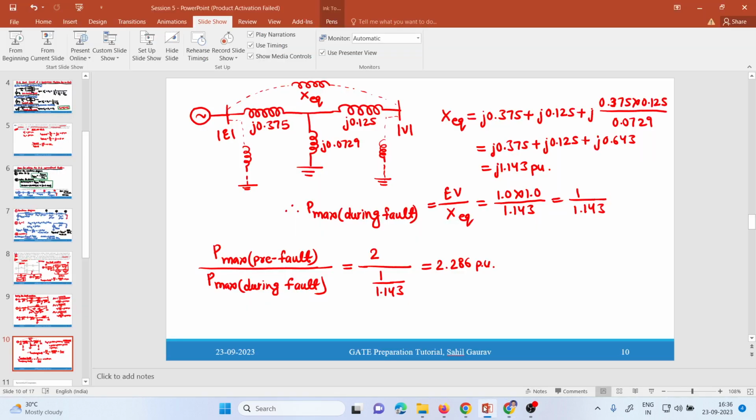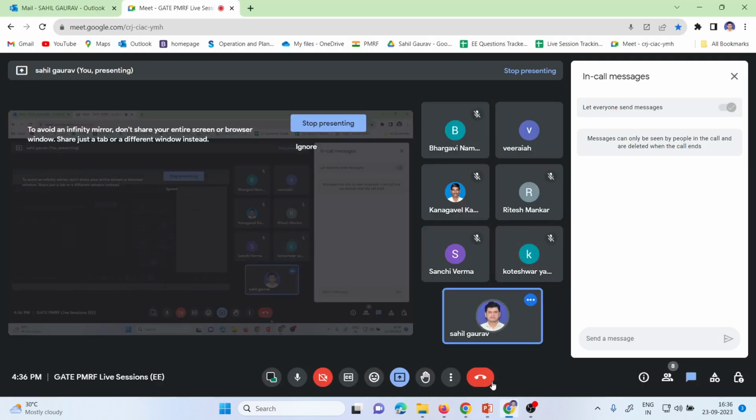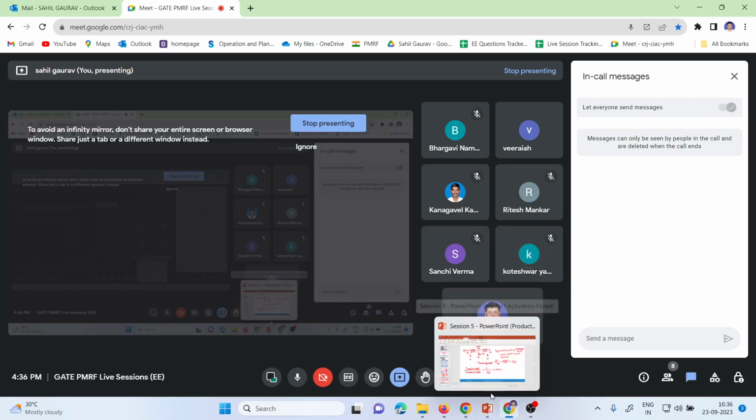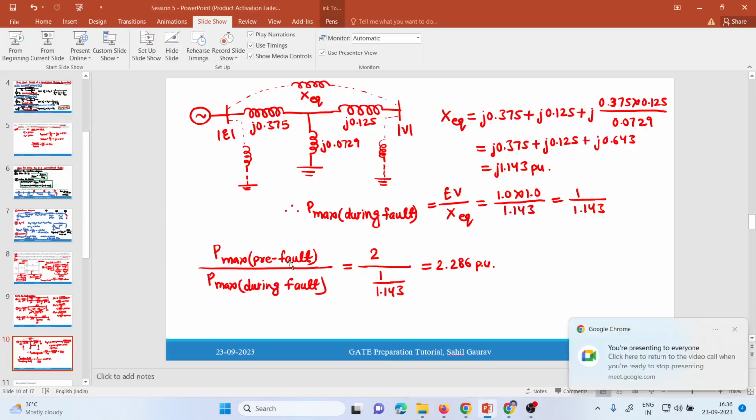Yes, the answer is 2.286 per unit, sir. Yes, correct. Who is that? Koteswar. Yes, sir. Okay, very good. Just practice more and more problems. You will get very good marks in the GATE exam also.